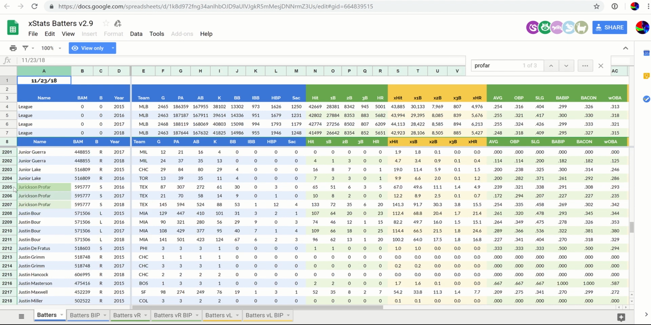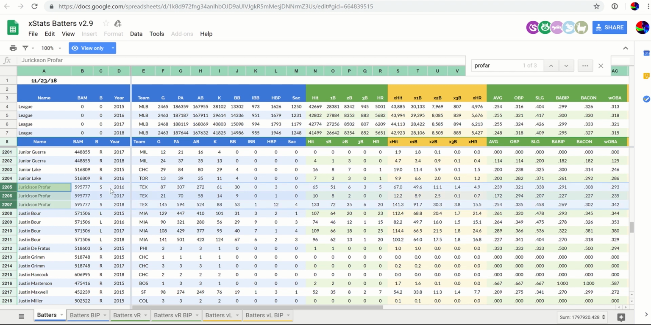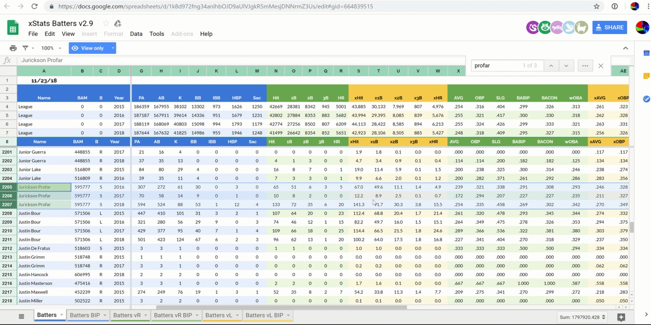What this spreadsheet gives you is, Profar has played 3 years. Here you go. You have all of the general data that you would have in a spreadsheet, and this is where it starts to get interesting. You have the number of hits that he was able to produce, singles, doubles, triples, home runs. You also have the expected hits, expected singles, doubles, triples, and home runs. So right away we can see Profar had more expected hits than regular hits, but he also had fewer expected home runs than home runs.